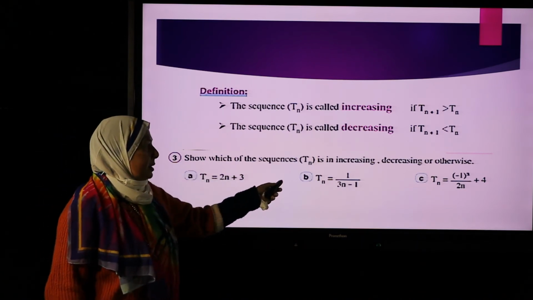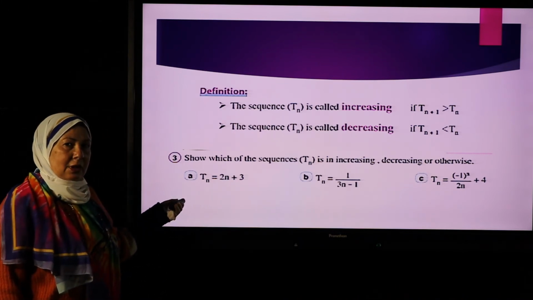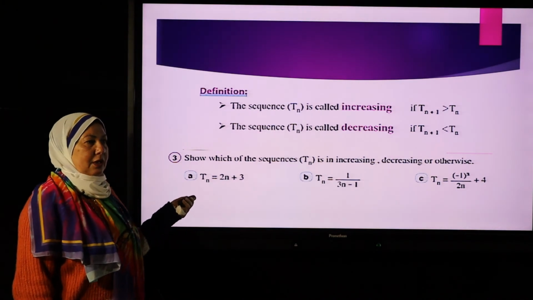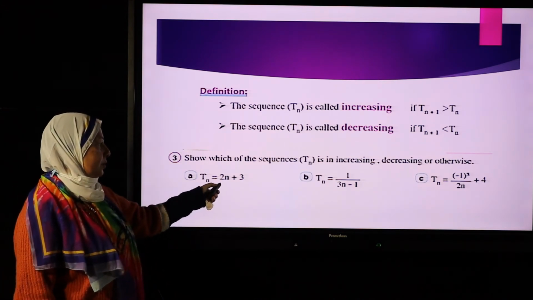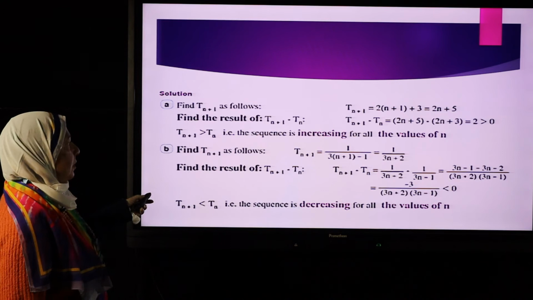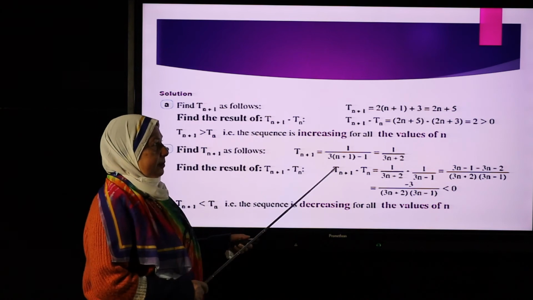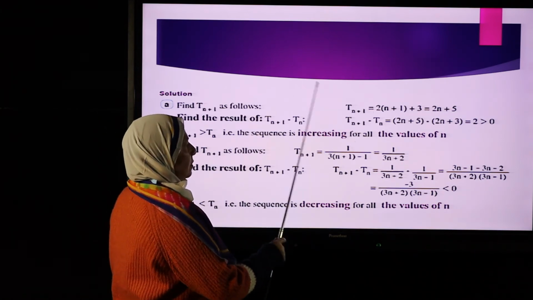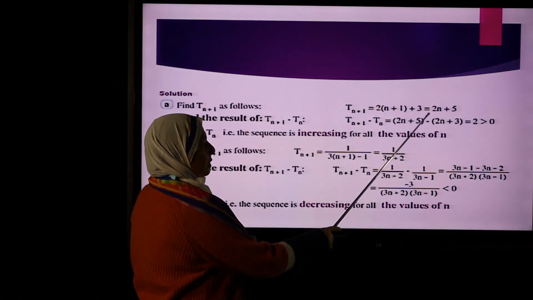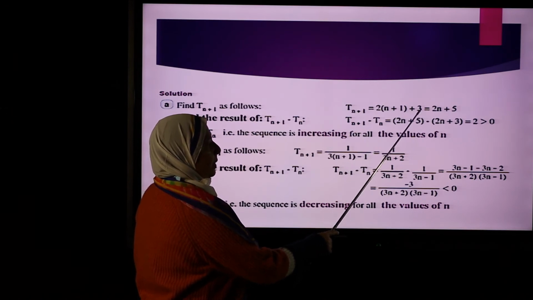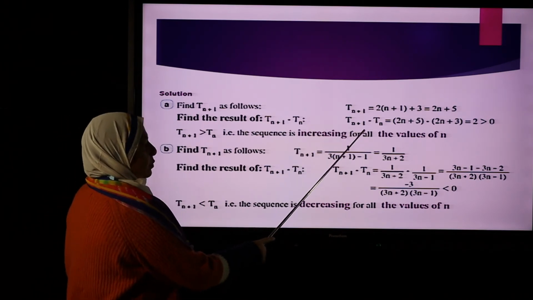Show which of the sequences is increasing or decreasing or otherwise. With substitution, the domain is the positive integers, n equals 1, n equals 2, n equals 3, and so on. The first sequence, Tn equals 2n plus 3. Find the result of Tn plus 1 minus Tn. Tn plus 1 in this sequence is 2 times n plus 1 plus 3. 2 times n is 2n. 2 times 1 equals 2. 2 plus 3 of like terms equals 5.